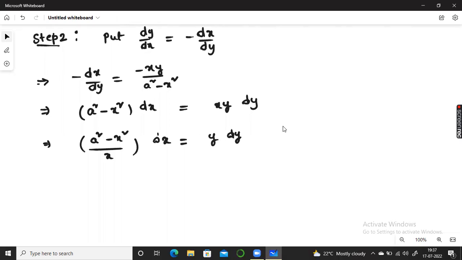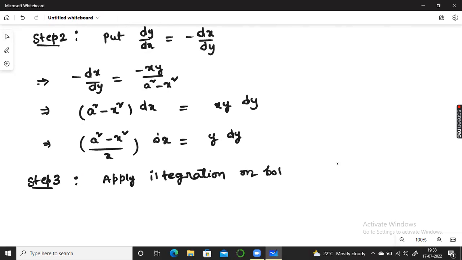In step 3, what do I have to do? I have to solve the differential equation, which has x and y terms. So step 3, solve the differential equation. In order to solve a differential equation, what do we have to do? Already I separated the x and dx terms and the y and dy terms. Now I can simply apply the variable separable method. So I am applying integration on both sides.